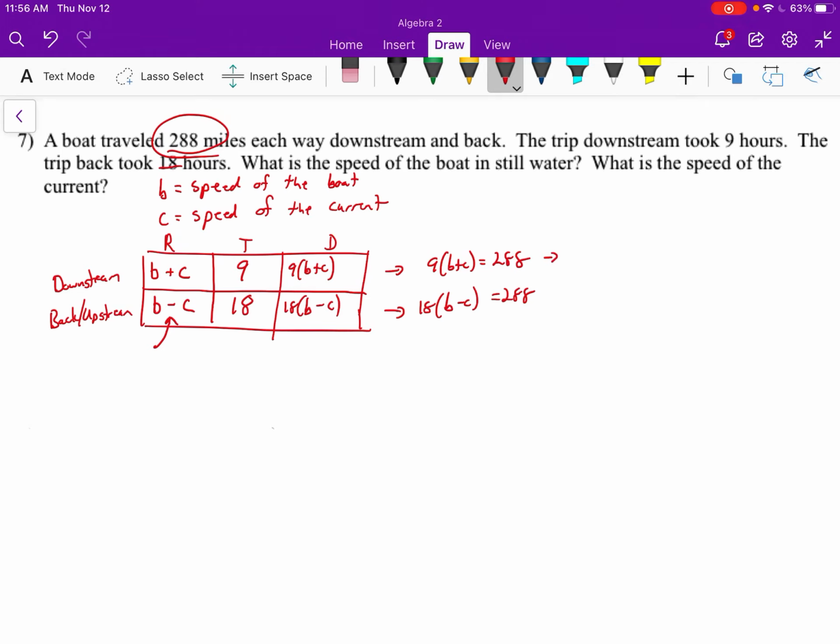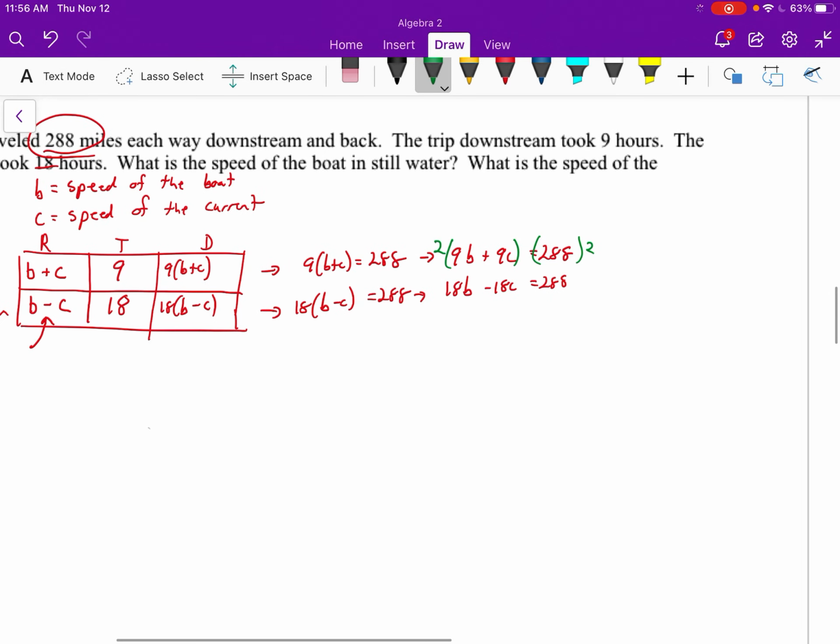So now we're going to distribute. There's actually a couple different ways to think through this, but let's distribute the 9. 9b plus 9c equals 288. And then 18b minus 18c equals 288. This looks like it's set up pretty nicely for elimination. If we multiply the top by 2, we can eliminate the c's, because that will give us a positive 18c, which will eliminate with the negative 18c.